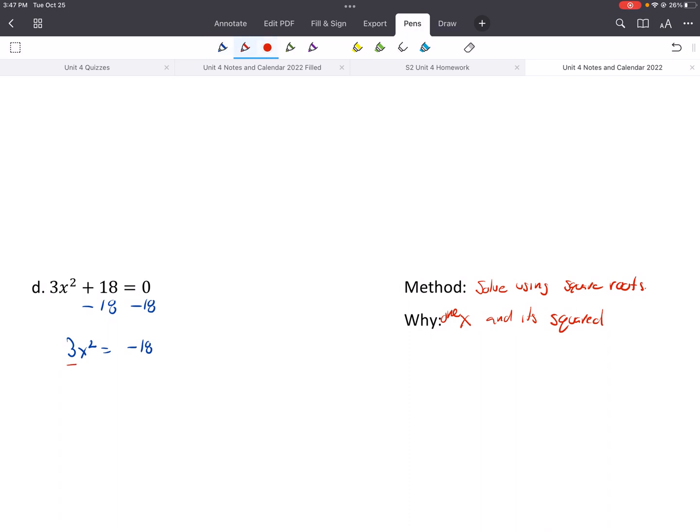Next, we'd multiply or divide. And then we would square root. Don't forget the plus or minus.